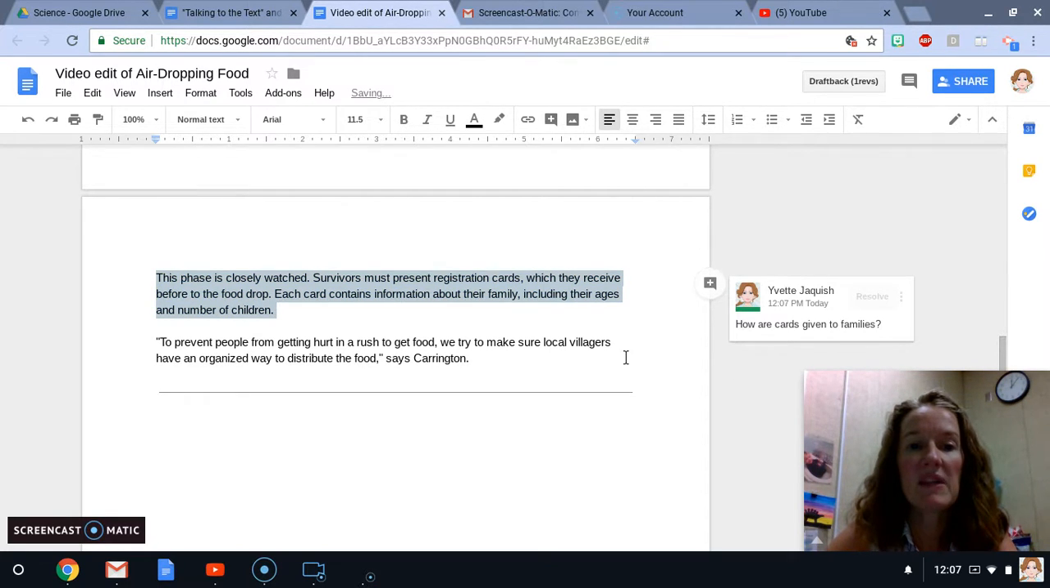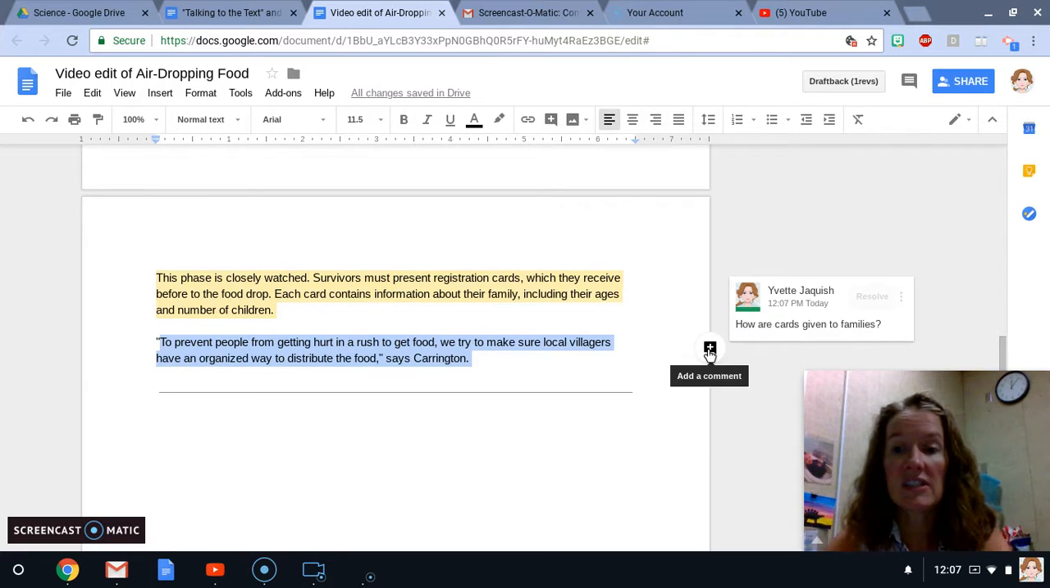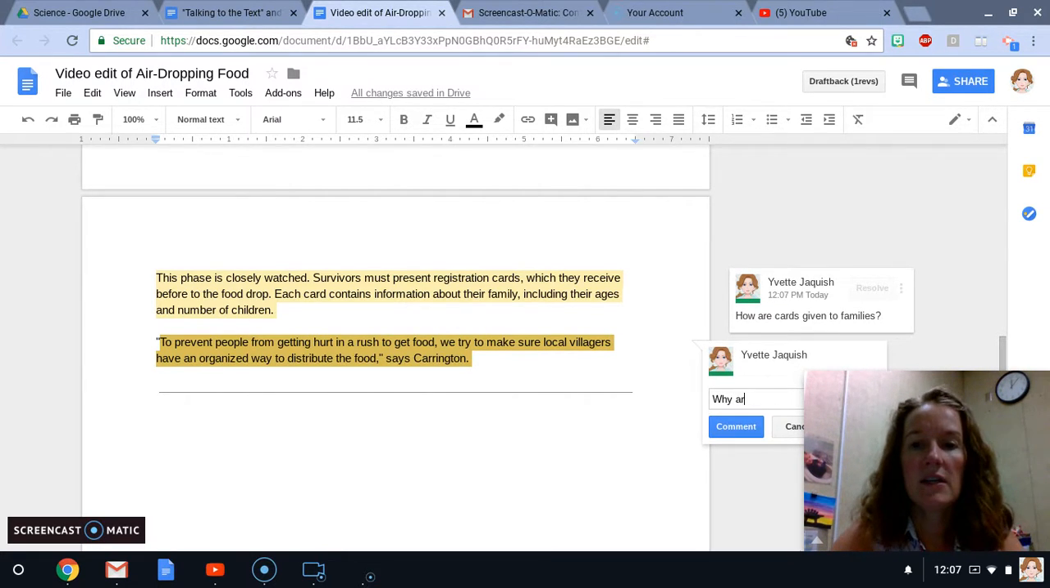Okay, to prevent people from getting hurt, in a rush to get food, we try to make sure local villagers have an organized way to distribute the food. Okay, I have a question. Why are people going to get hurt? Why are people rushing to get food, right? Why are people rushing to get food? Why is injury a valid concern?